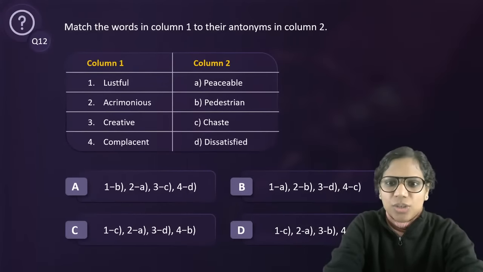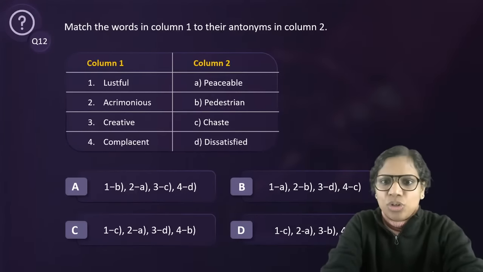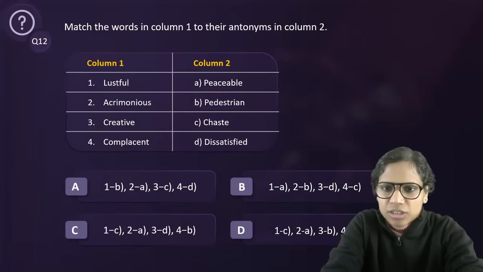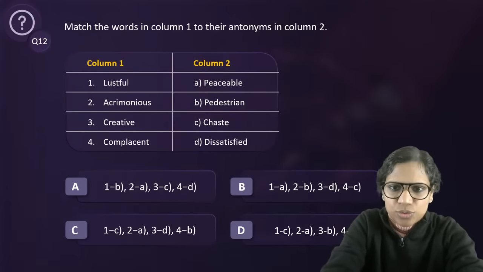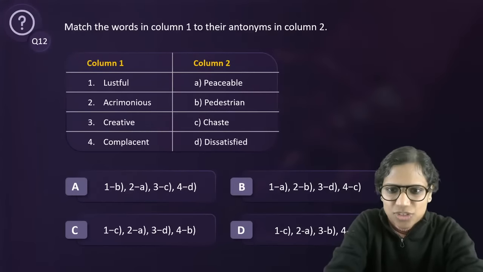Lustful, it's associated with being licentious, right? Being lecherous. All of these are synonyms: lecherous, licentious, lustful. So here, the antonym of lustful.